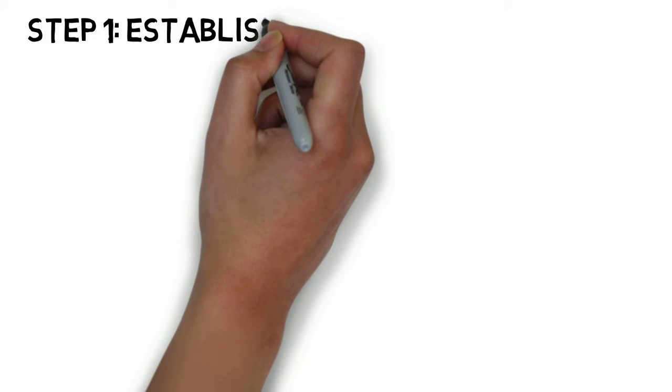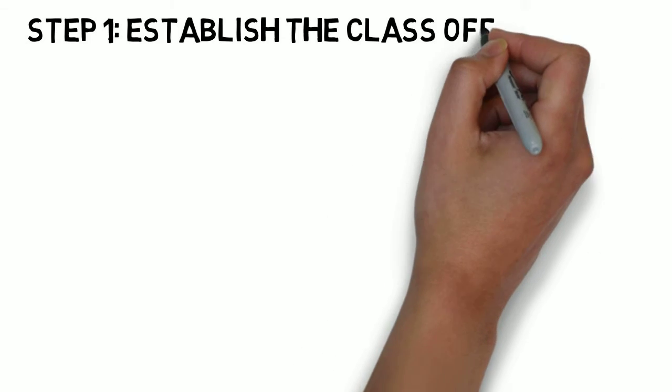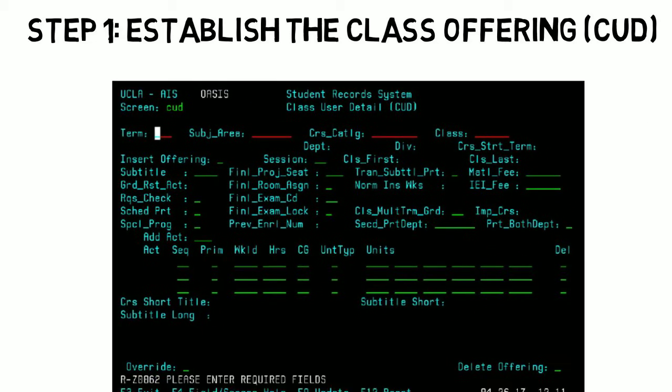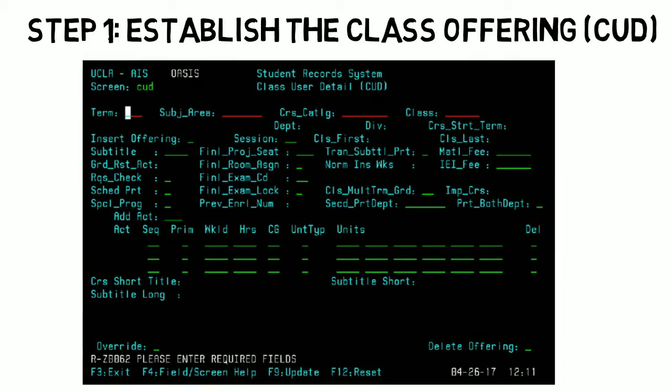Step 1 of the 2-step procedure on how to add a class to the schedule is to establish a class offering on the schedule. To do so, you must type CUD on Oasis. Please keep in mind, you have already entered the SIS or Student Information Systems portion of Oasis. To establish the course offering for the term, you must first enter the section number for the class on the CUD screen. To begin, access the class user detail screen, also known as the CUD screen. Please note, the required fields are red. Fields you can change are green.